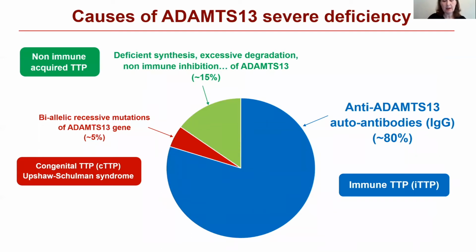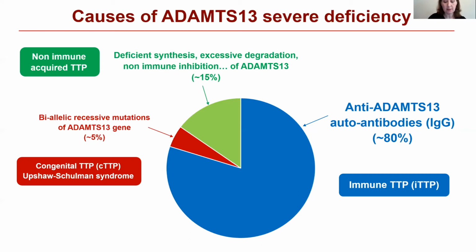The next question now is what causes ADAMTS13 severe deficiency in TTP? The answer is well known now. In the large majority of cases represented in blue, 80% exactly, ADAMTS13 severe deficiency is due to anti-ADAMTS13 antibodies, which are either inhibitory or induce an accelerated clearance of ADAMTS13 or both. In other words, we know now that TTP is mostly an autoimmune hematologic disorder.